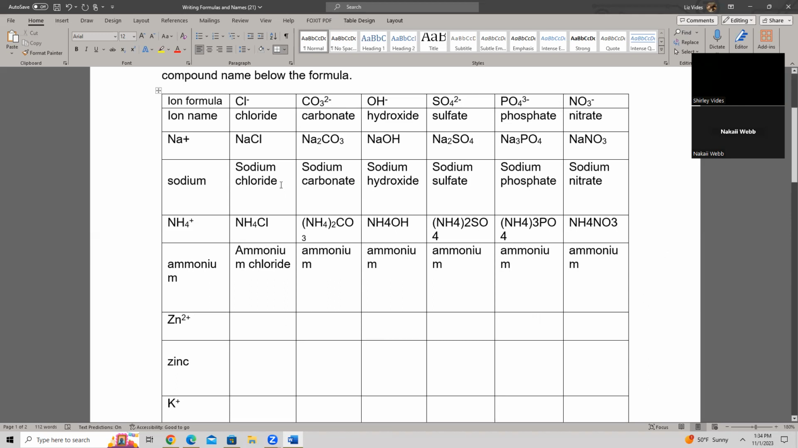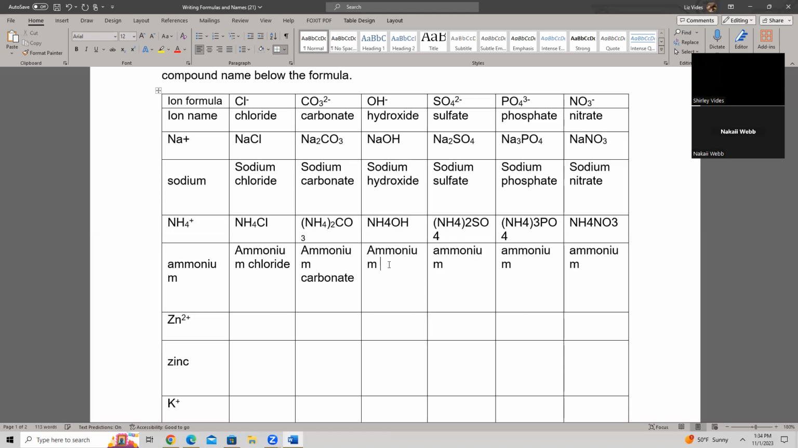So now the names: chloride, carbonate, and we're just not going to do all of them, obviously. This is just for you to practice if you want to do it for later. Hydroxide, sulfate, phosphate, and see, it's just naming the 2 ions, that's it, and nitrate. There we go. So that's all the names of every one of these compounds.